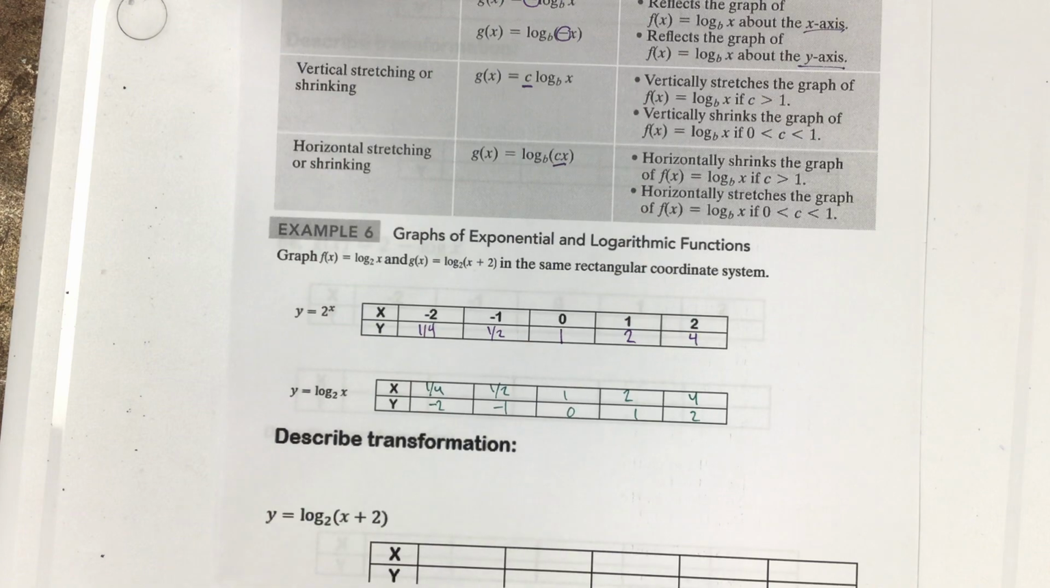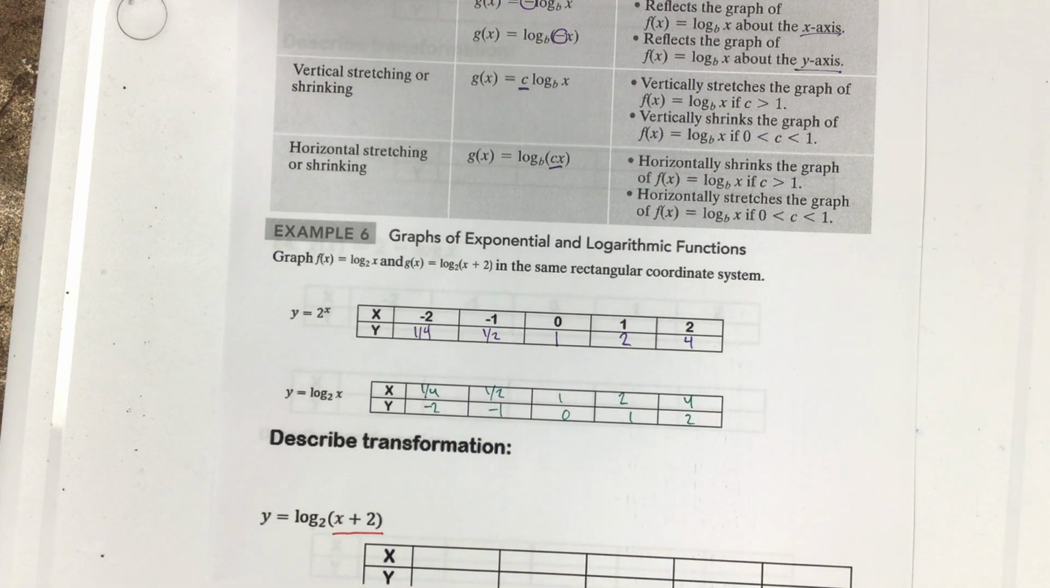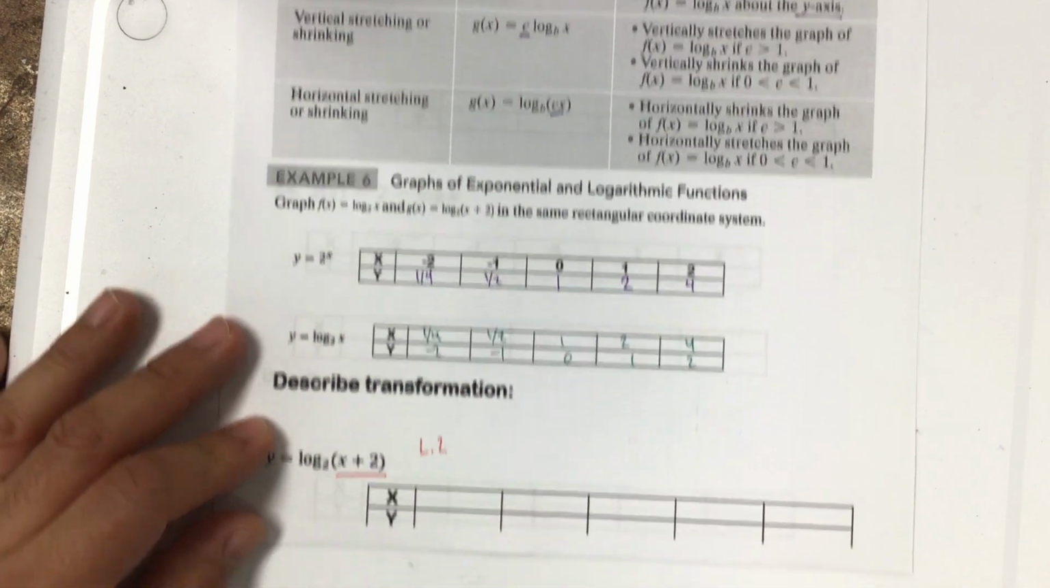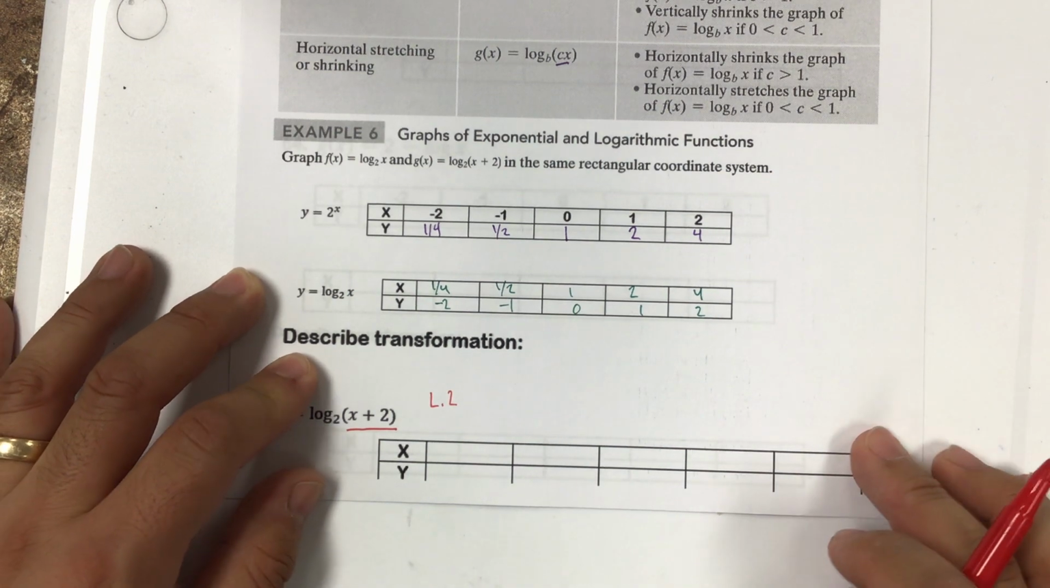Okay, now this is the part where you're going to start applying those transformations, right? So take a look right here. Inside we have x plus 2. What do you think that transformation is? Always the opposite of what you see. So it is left 2. Does left 2 affect x or does it affect y? It affects x.